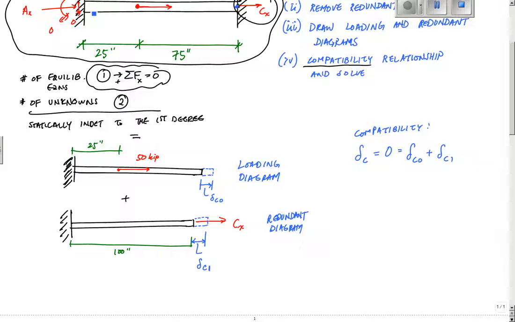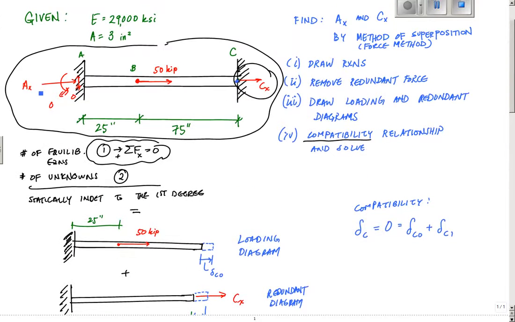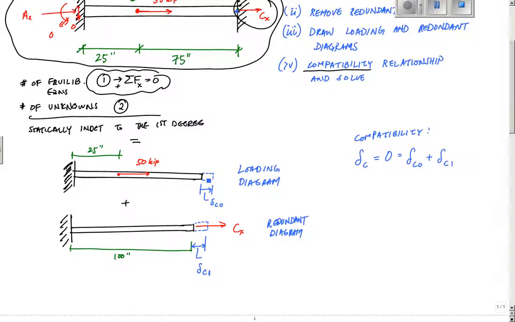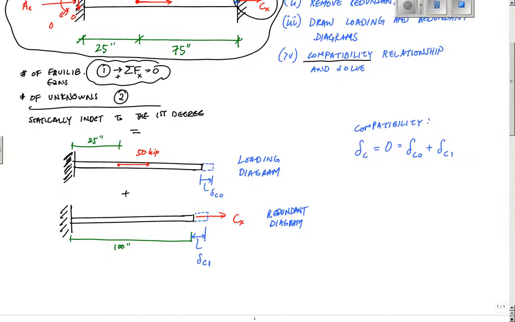Okay, one thing to make sure you stay consistent with is, if you draw your reactions here as going to the right, okay, AX and CX going to the right, you also want to make sure your redundant also goes to the right. You don't want to suddenly swap. All right, that's going to mess things up. You're going to get a negative sign that you don't need. It's just going to cause problems.